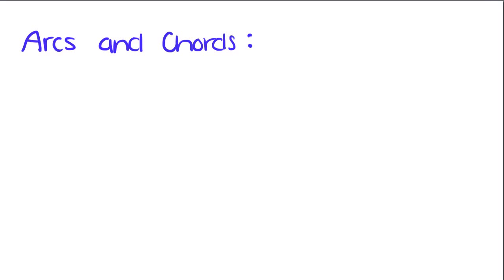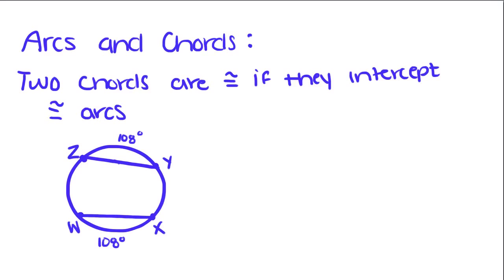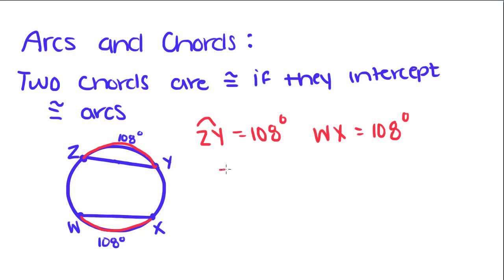So now we're going to focus on arcs and chords and their relationship to one another. Two chords are congruent if they intercept congruent arcs. So on this circle, the arc ZY is equal to 108 degrees and arc WX is equal to 108 degrees. So that means arc ZY is congruent to arc WX.